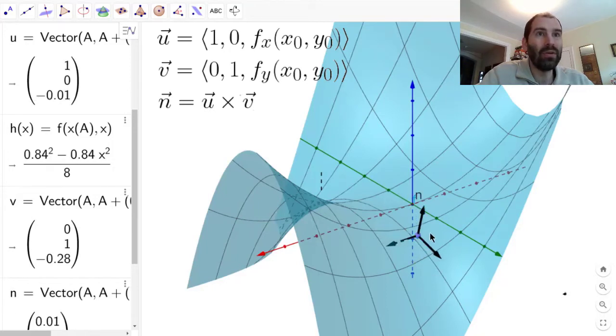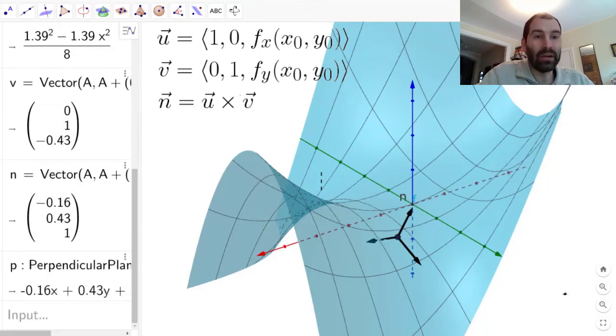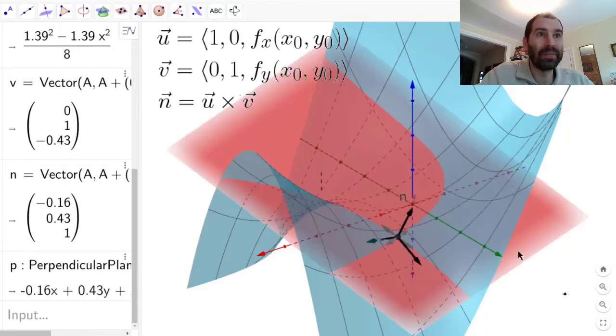Now at any point, we have a normal vector. Okay, great. And from that, we know how to write down the equation of a plane. We've talked about this in a previous video. And that is the tangent plane.